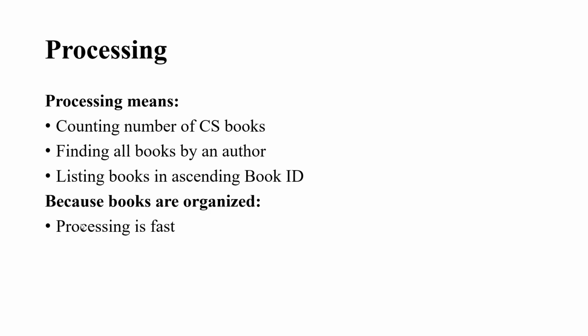We can find all books by a particular author. That's what processing means here. Listing books in ascending book ID, you can do that. So processing is very fast when the organization of data is correctly done.